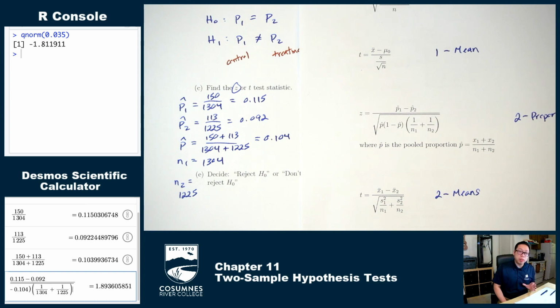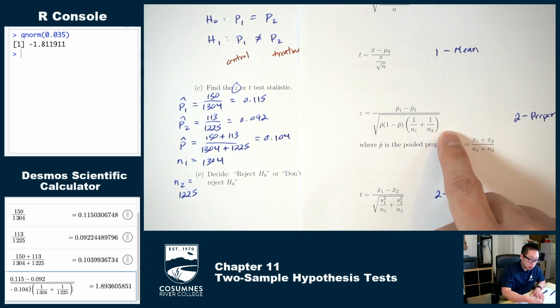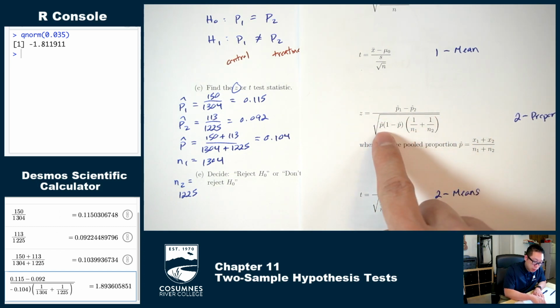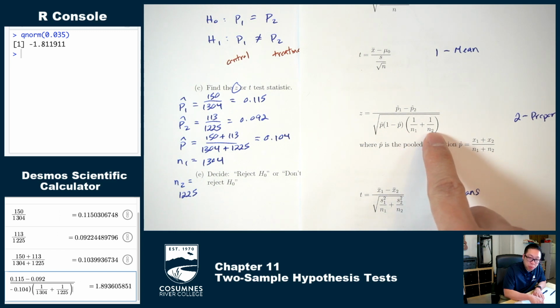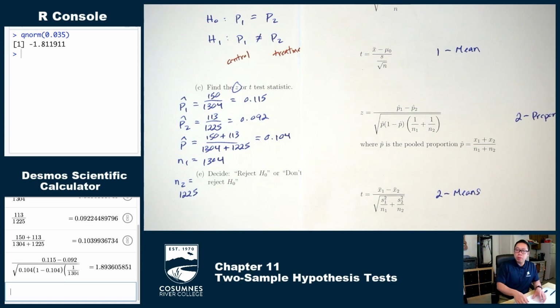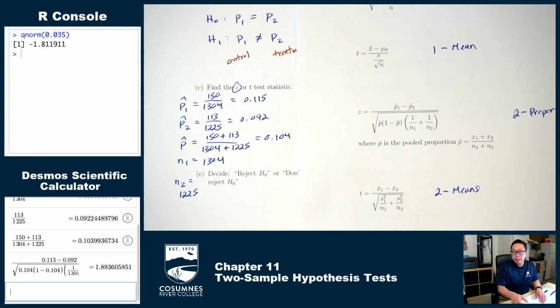Okay, make sure what you see on Desmos looks exactly like this. In particular, make sure that the line above the square root goes across the entire P hat, 1 minus P hat, 1 over n1, 1 over n2. Once you make sure that it looks exactly the same, I'll hit enter. And we get a Z of 1.894.